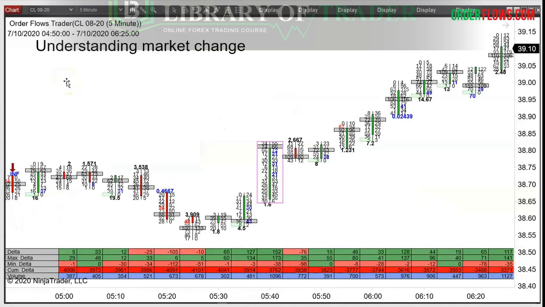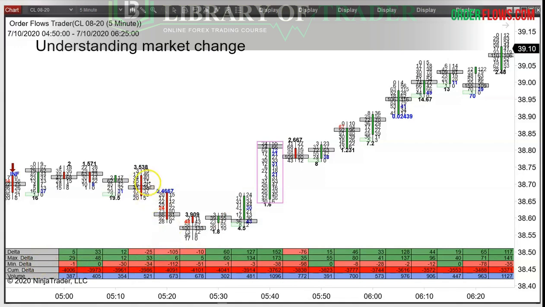This is crude oil. The market is kind of going sideways, and it dips in here, and then boom, reverses and shoots back up about 50 points. But if you can understand what's happening in the order flow, you'll understand why this market turned around and reversed. I'm going to talk about the max delta and the min delta in, I think it's module 3.